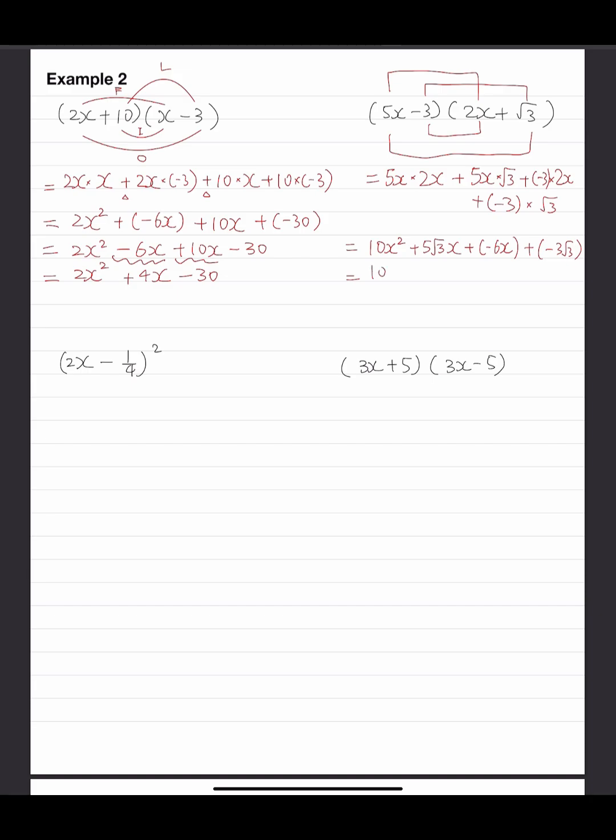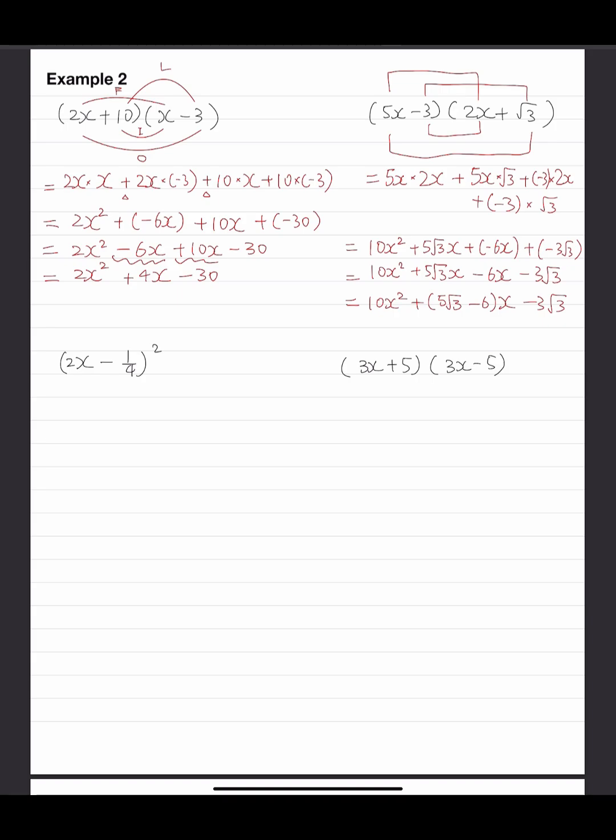Simplifying the signs. We have 10x squared plus 5 root 3x. Okay, and then plus a negative 6x is the same as minus 6x. And then we have plus a negative 3 root 3 is just minus 3 root 3. Okay, now let's combine them. Let's write 10x squared. Okay, so we have, this is the common one, right? The collecting the like terms. So we take the common factor of the x and then put the coefficient for both in the brackets.